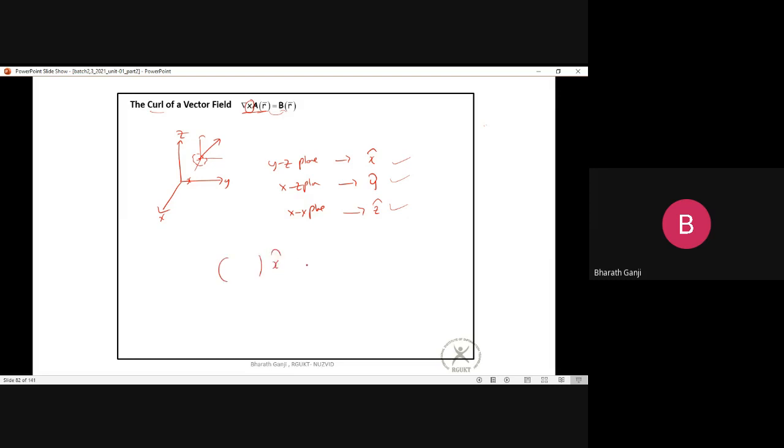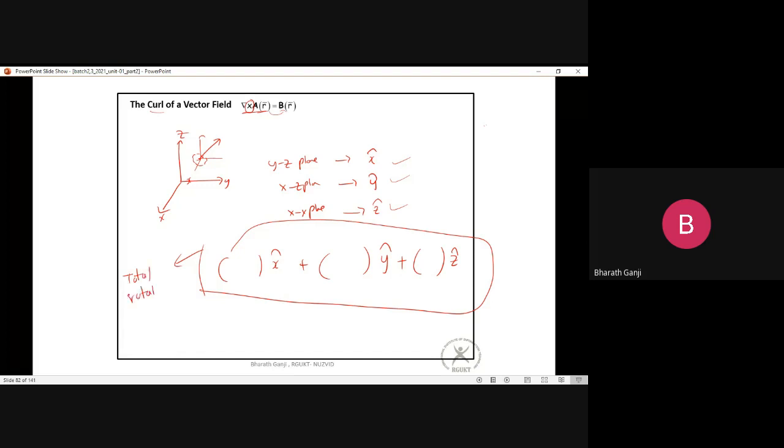with x cap, this is the rotation in x direction, and I will see how much rotation I am getting in y direction, and I will see how much rotation I am getting in z direction. So this answer basically gives me the total rotation, right? The total rotation about a point.